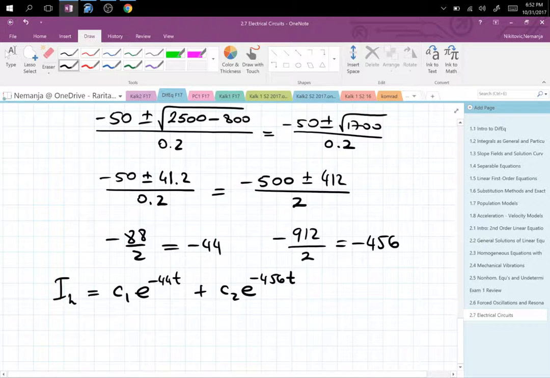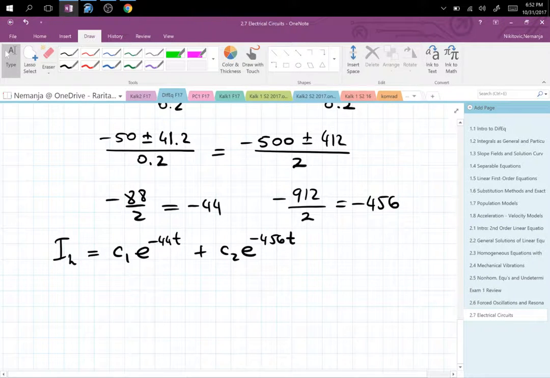And now is the time for us to do the variation of parameters, right? Variation of parameters better? Yeah, that's the spirit.